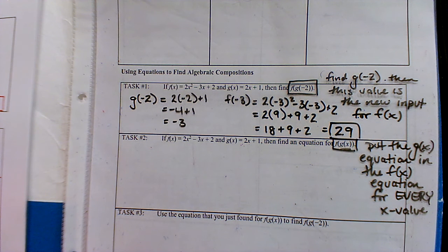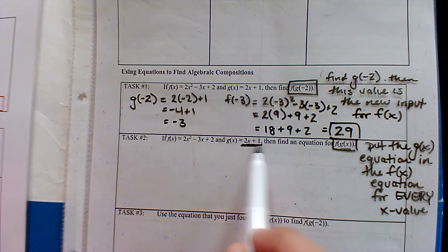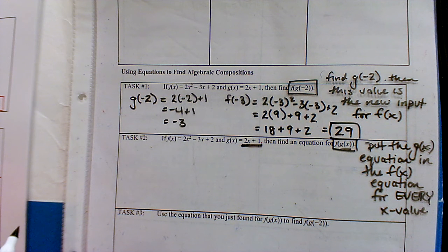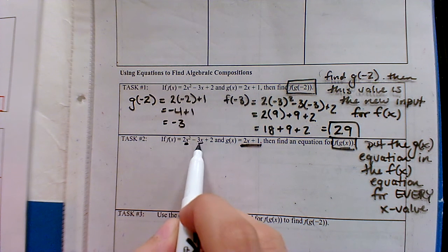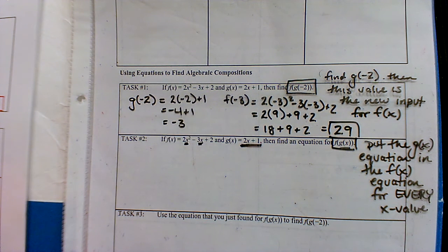So typically we're used to plugging in a number in for x, like -2 in the last example, which then changed to a -3. But in this case we don't have a number to actually plug in, we have a function to plug in. So can we think about what that would look like if we were to take the g of x equation, 2x plus 1, and put it in for every x in the f of x equation? Can you think about what that would look like?